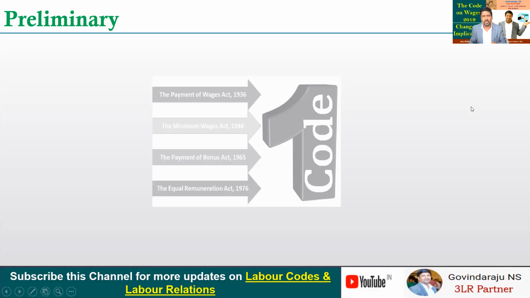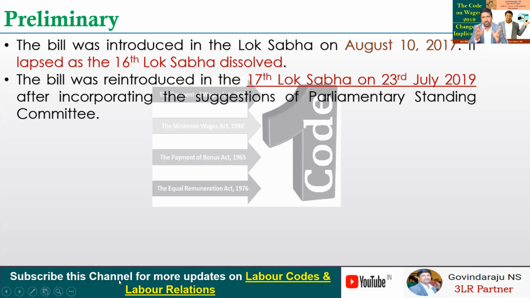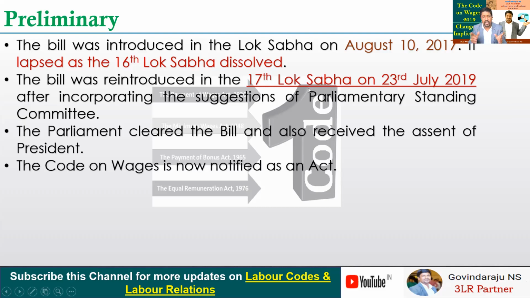So let's proceed, friends. Before we get to the changes and their implications, let's understand the preliminary details about this Code on Wages 2019. The Code on Wages Bill was originally introduced on August 10, 2017, but it did not go through in the Lok Sabha because the 16th Lok Sabha was dissolved. The bill was reintroduced in the 17th Lok Sabha on 23rd July 2019, after incorporating certain suggestions of the Parliamentary Standing Committee. After that, Parliament cleared the bill, it received the assent of the President, and the Code on Wages is now notified as an Act.